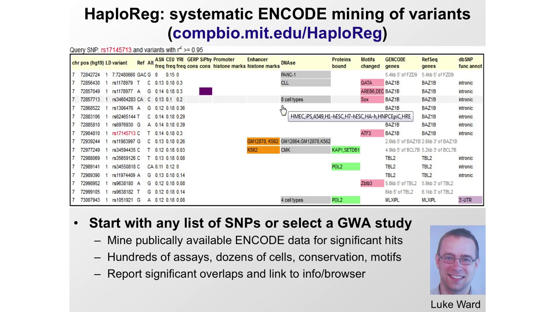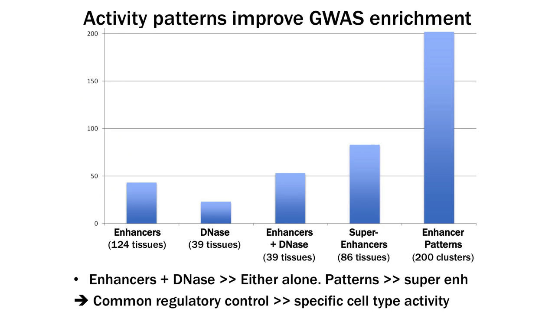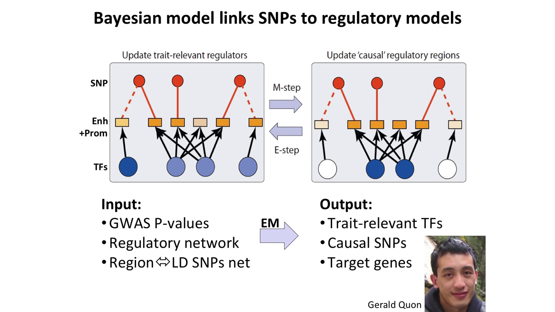So again, you can do this prediction, but this only tells you about the tissue that's relevant. We want to go further. We want to now start dissecting these subsets of elements that are important. So what Gerald Kwon has done is use a Bayesian framework to improve these predictions. How? Well, by knowing what tissues are enriched, you can then prioritize the assignment between enhancers and SNPs. And by knowing which transcription factors are enriched, once more you can prioritize those transcription factors that are targeting multiple of these genome-wide association hits.